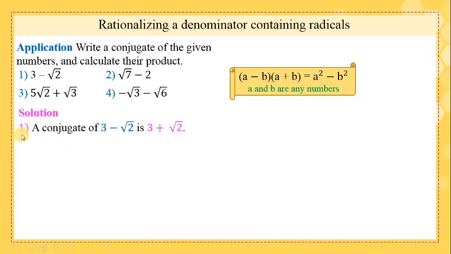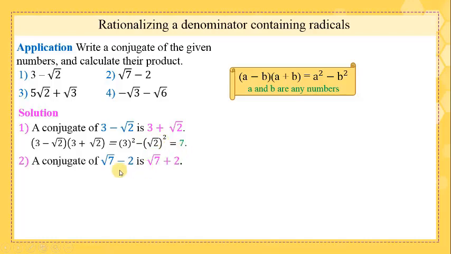Solution. Number 1. A conjugate of 3 minus radical 2 is 3 plus radical 2. Their product, (3 minus radical 2) times (3 plus radical 2). Apply the third remarkable identity. We get 3 squared minus (radical 2) squared, which is equal to 7. Number 2. A conjugate of radical 7 minus 2 is radical 7 plus 2. Their product, (radical 7 minus 2) times (radical 7 plus 2), also applying the third remarkable identity, we get (radical 7) squared minus 2 squared, which is equal to 3.